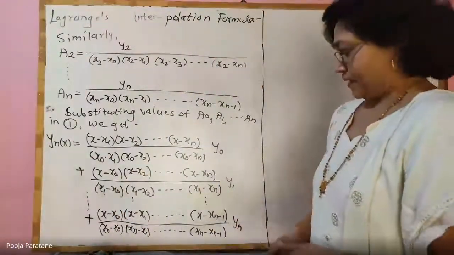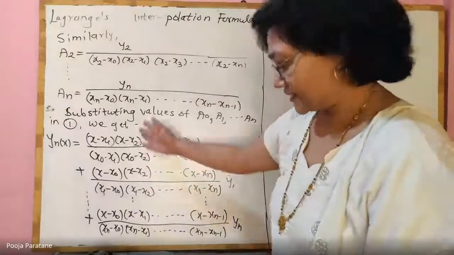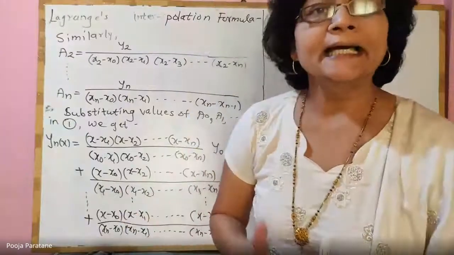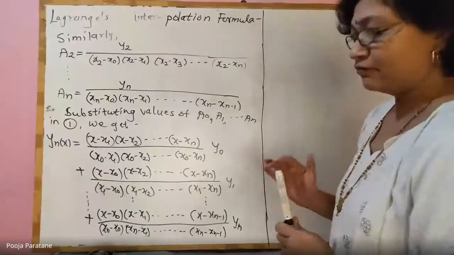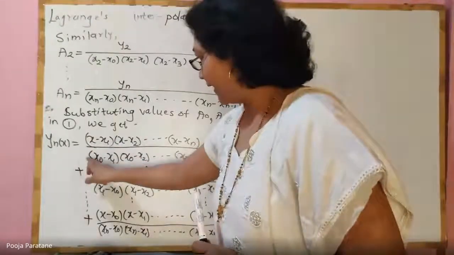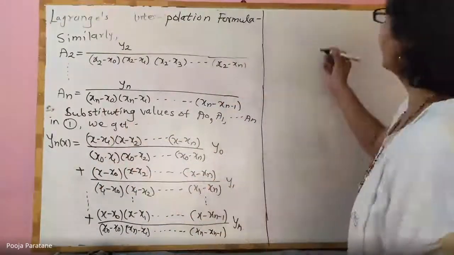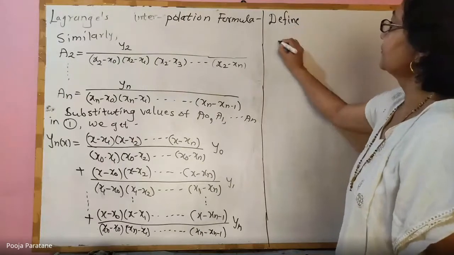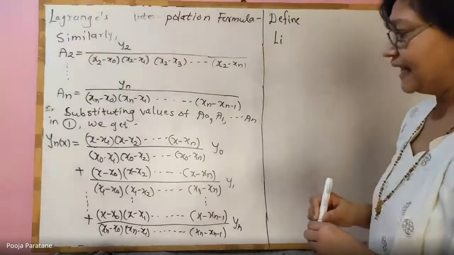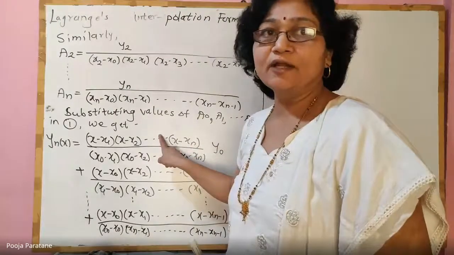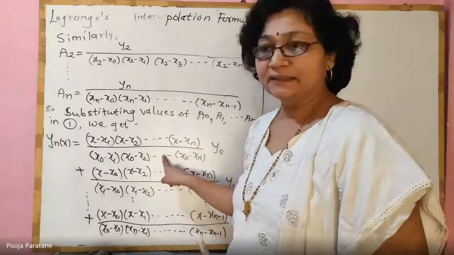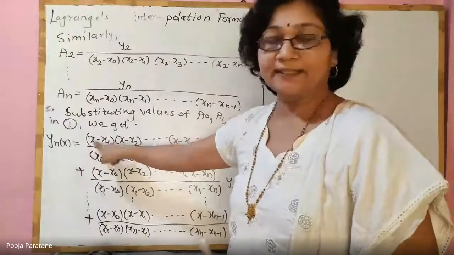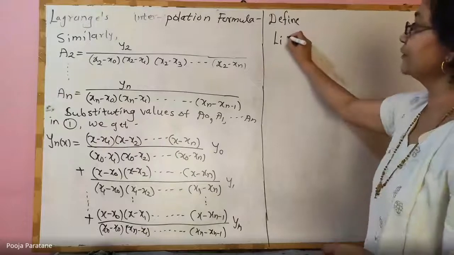Now, it is easy to remember this formula, but in order to remember and write it shortly, let us write the formula in the form of some Li term. So I will define this term as Li. When I write Li, the term x minus xi will not be there. Similarly, the xi minus xi term will not be there, as we are substituting x equal to xi. So just see how we are going to define this Li.